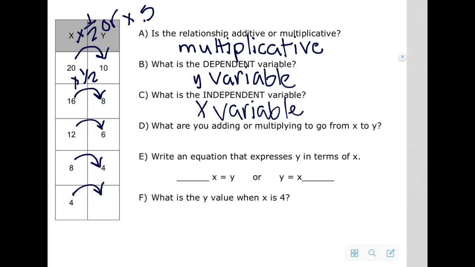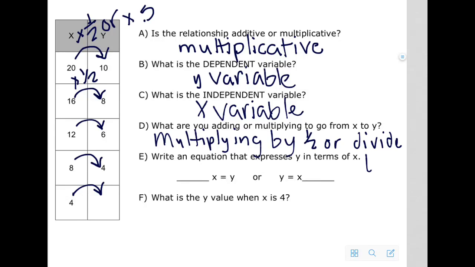What are you adding or multiplying to go from x to y? So to go from x to y, I can say multiplying by 1/2, or I could divide by 2. In either one of those, I'll get the correct answer.